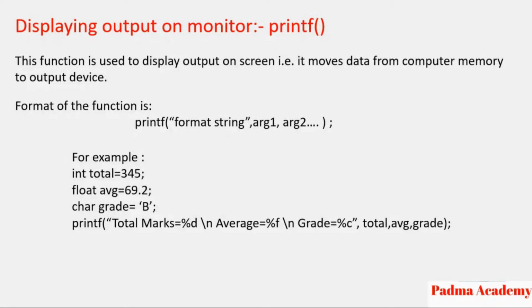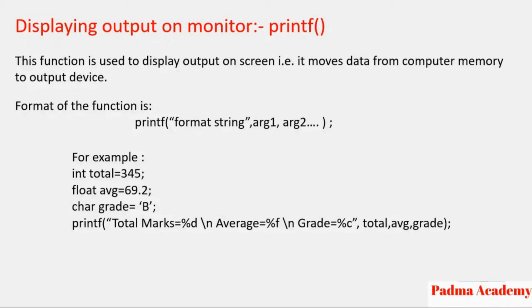Now what is the execution of this code? The execution of this code is from left hand side to the right hand side. It will first print the total marks is equal to, then it will find the %d, then it will jump towards the first argument, that is total, and print the value of the total over here.